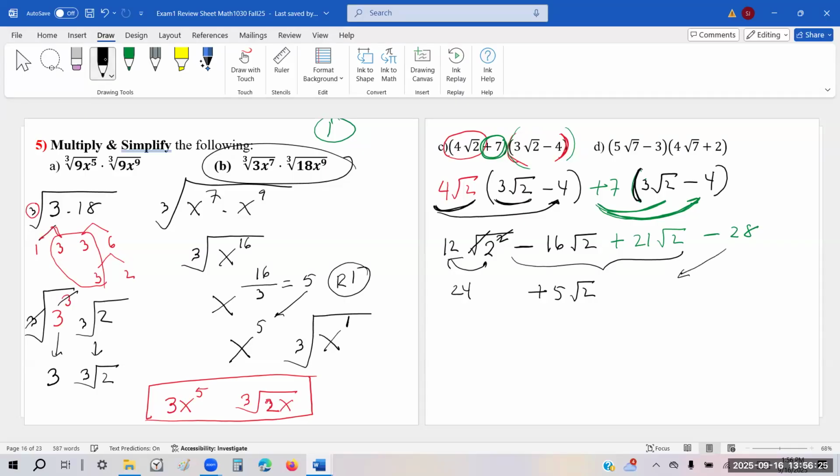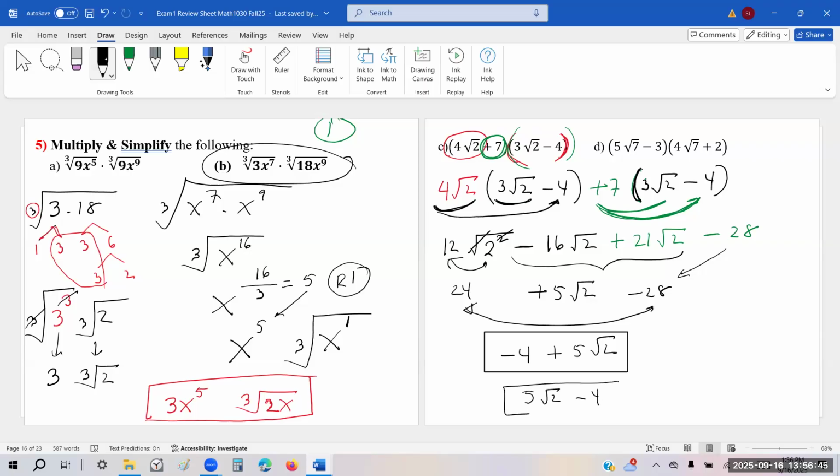And lastly, no children. And now you combine these two because they're like terms. Negative 4 plus 5 root 2. Or if you want, you can write 5 root 2 minus 4. You have negative 16 and positive 21, and you keep your children with you. Any other question?